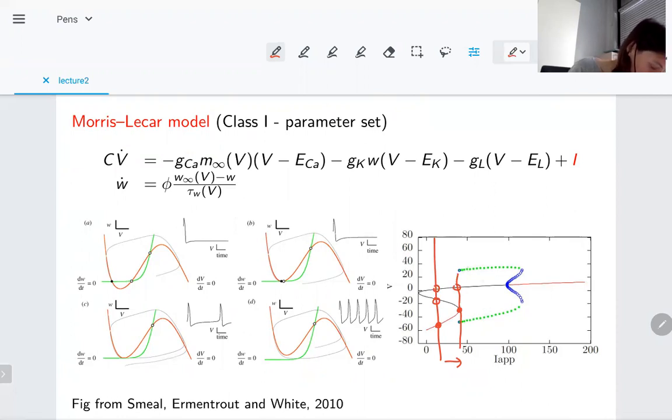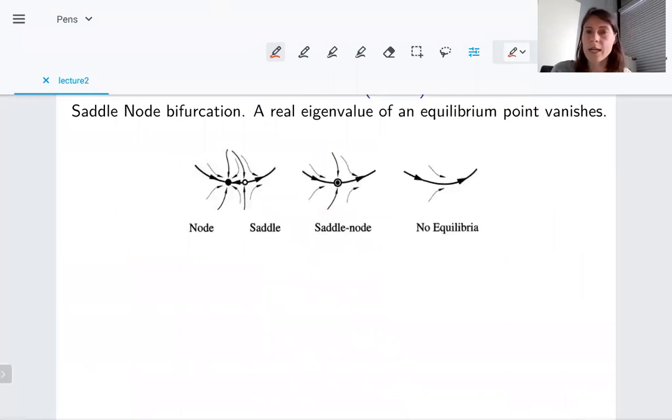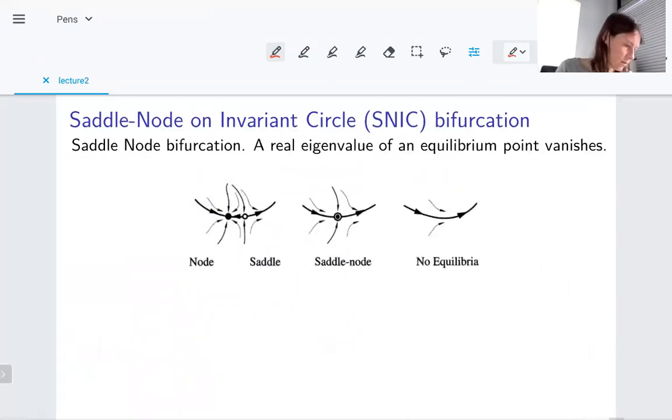And what happens here is that there emerges a limit cycle, which is plotted by these green dots, which correspond to the maximum and the minimum of the limit cycle. The type of bifurcation that produces the limit cycle is what is called a saddle node on an invariant circle bifurcation. Okay, and this is going to be the last part.